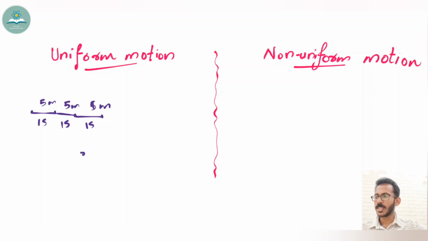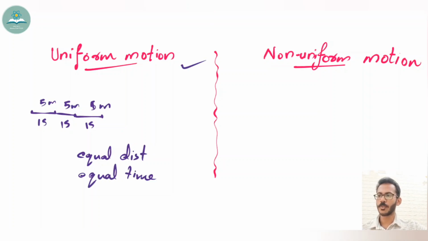So here equal distance is covered in equal interval of time, equal time interval. Then it's called a uniform motion.